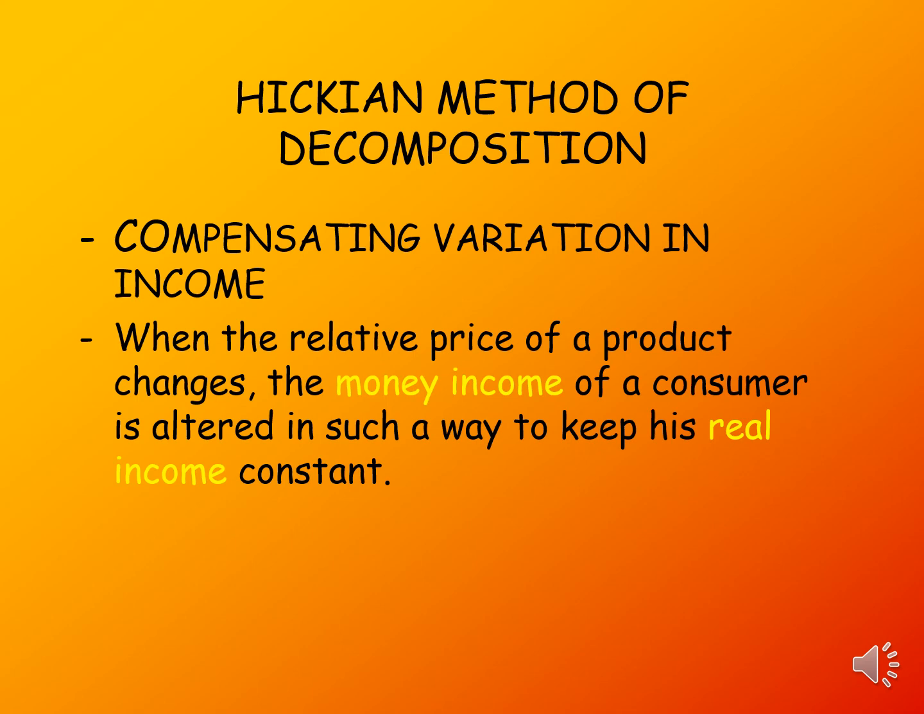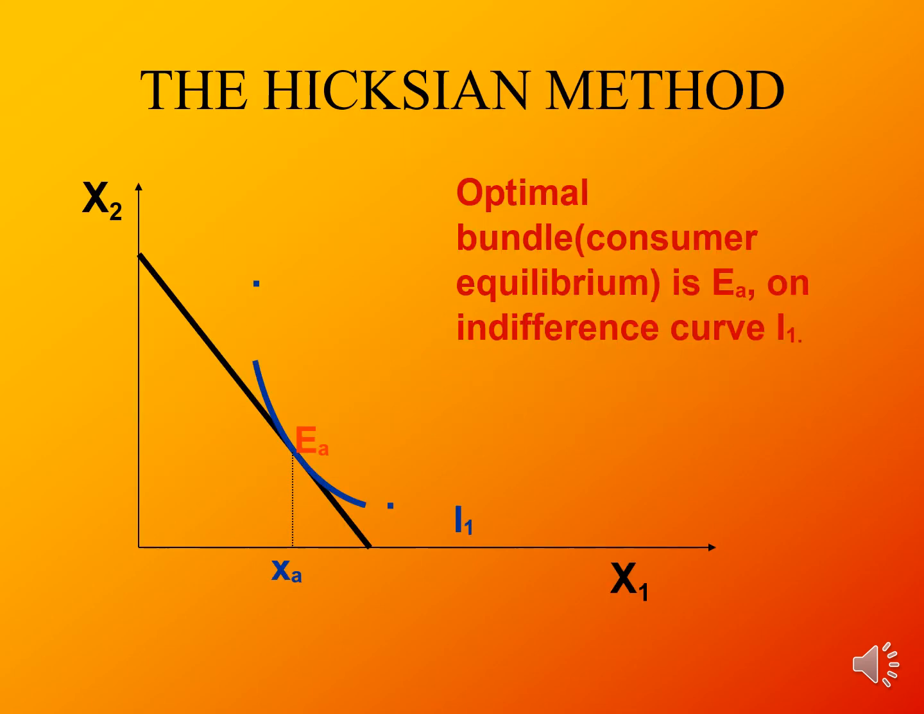So, in Hicksian approach, when price of a product changes, the money income of the consumer is altered and his real income is kept constant. In such a way, the price effect is decomposed into income effect and substitution effect. Let us understand the Hicksian method using an example. Here a graph is given of product X1 and X2. There is a budget line and there is an indifference curve I1, and there is consumer equilibrium at the point EA.